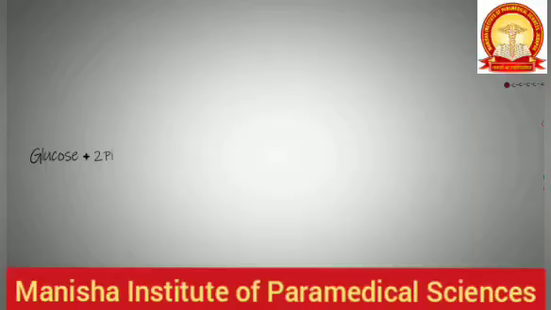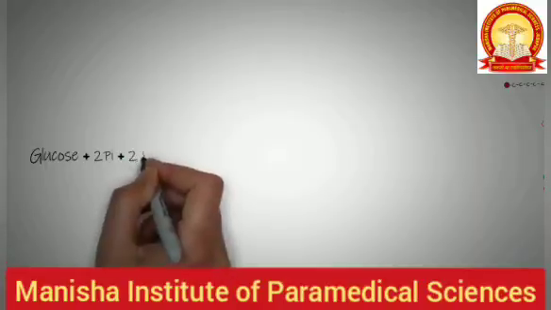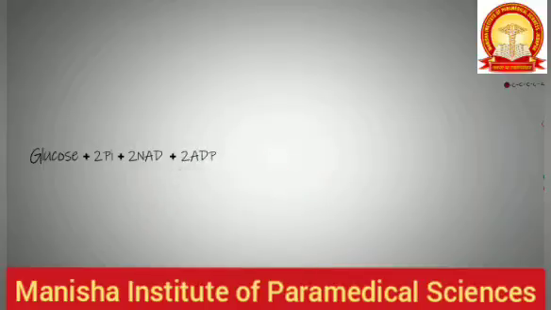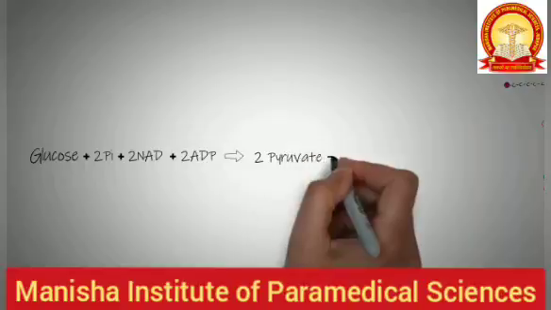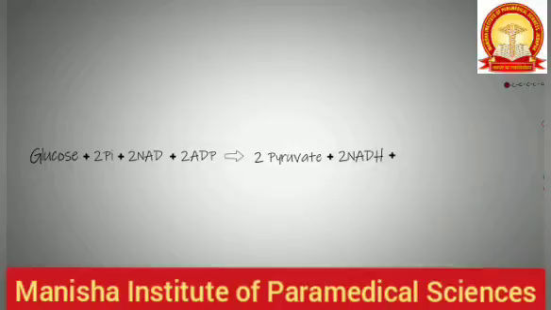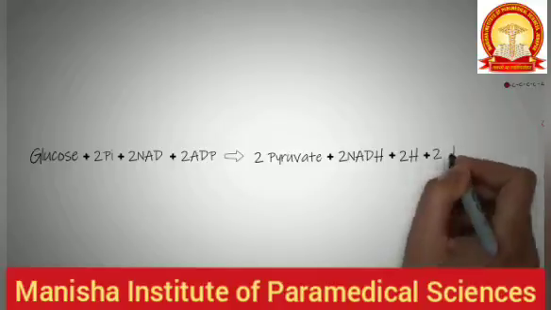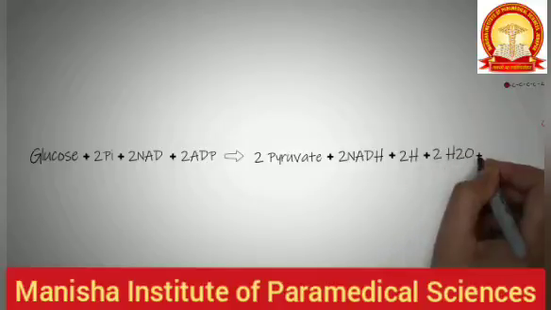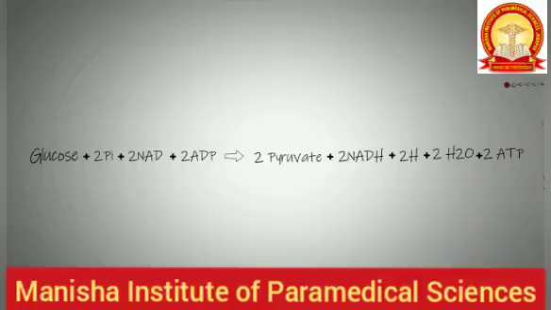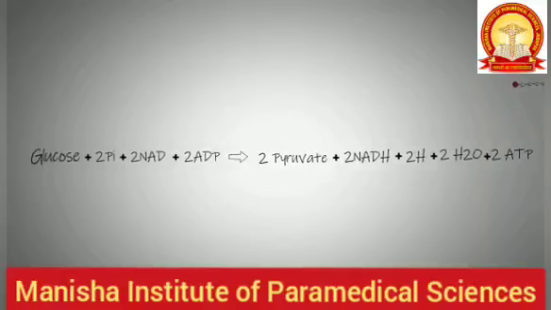So this is the summary reaction of glycolysis. Glucose plus 2 molecules of inorganic phosphate plus 2 NADs plus 2 ATPs give 2 molecules of pyruvate, 2 molecules of NADH, 2 hydrogen ions, 2 molecules of water, and 2 ATPs. Now some of you may find this reaction easy to understand, but if you're like me and hate chemistry as much, let me decode this reaction for you.